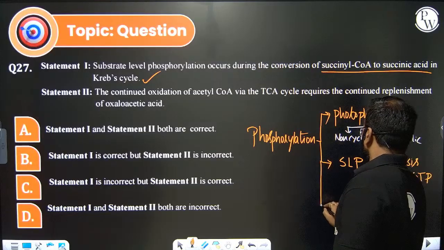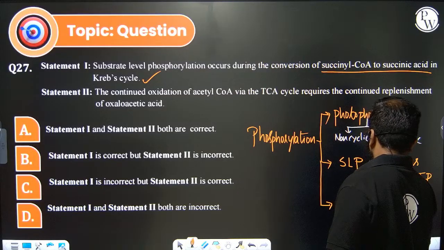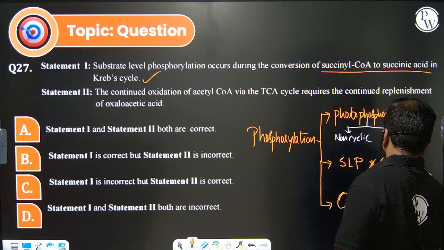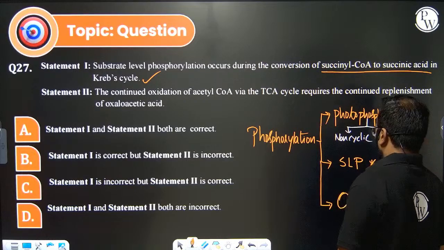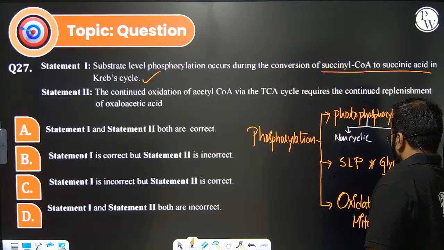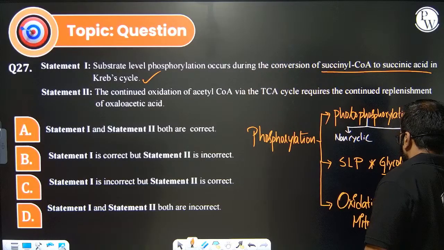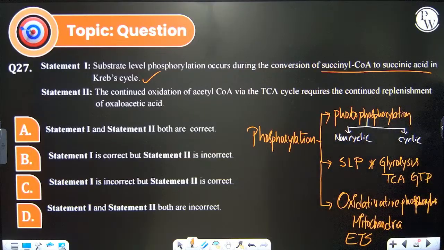Apart from these two, you have oxidative phosphorylation. Where does this occur? This occurs in mitochondria. Which particular process, sir? ETS. Okay, so statement 1 is true. Let's see statement 2.